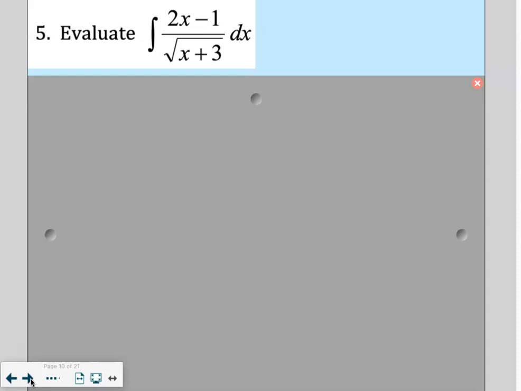U substitution. What's your u? It's x plus 3. It's the guts, right? It's almost always the guts. Your u is x plus 3. Your du is just dx. We have a problem. Because if the u is x plus 3, well, I can rewrite that. That's u to the -1/2. And dx, that's just du. That's easy. But I'm still left with this 2x minus 1. Right? So what do I do?